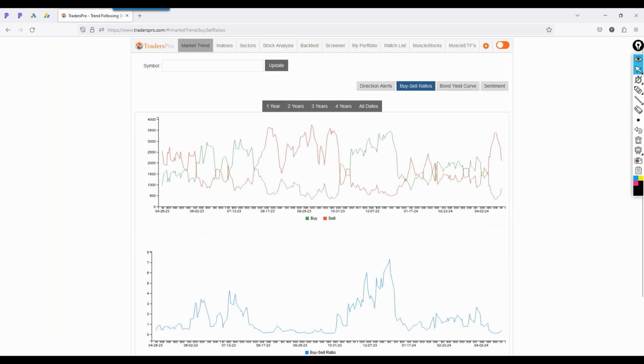Let me jump over here. So that's the long-term perspective. We're looking at the big picture. We're looking at the bond yield curve for that underlying economic indicator.